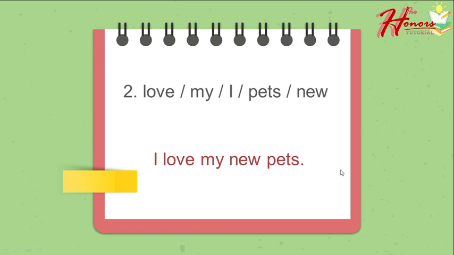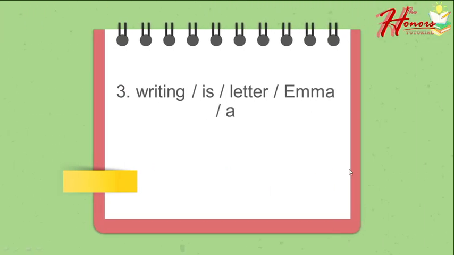Next, number three. So here are the words: writing, is, letter, Emma, a. Can you arrange these words to make a sentence? Okay, very good. The correct answer is: Emma is writing a letter.